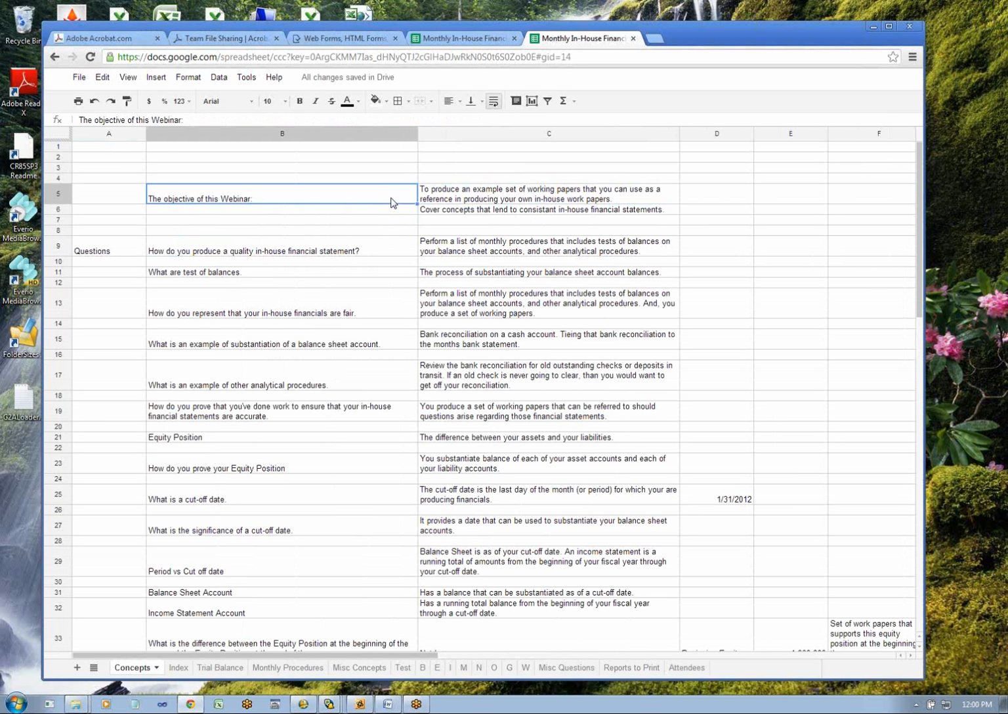So let's see. The objective of the webinar is to produce an example set of working papers that you can use as a reference in producing your in-house work papers to cover concepts that lend to consistent in-house financial statements. So the reason to have a set of work papers is probably another thing we could talk about.